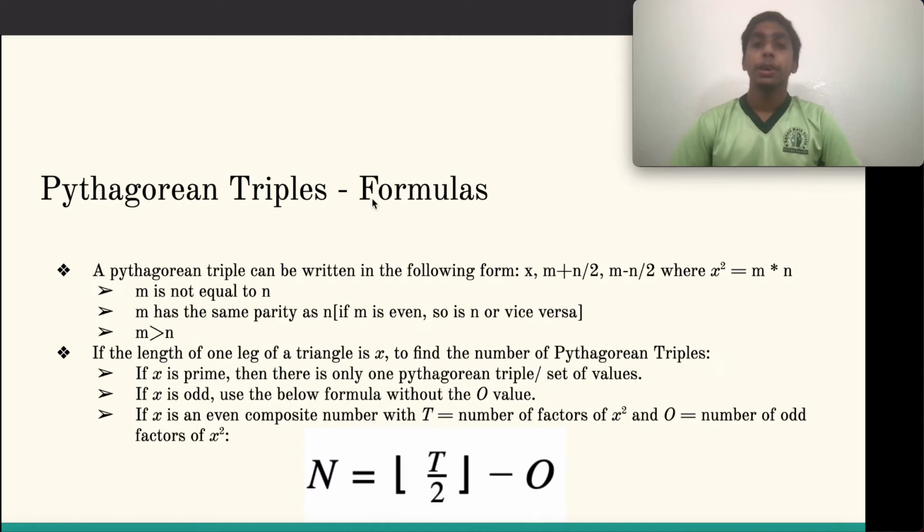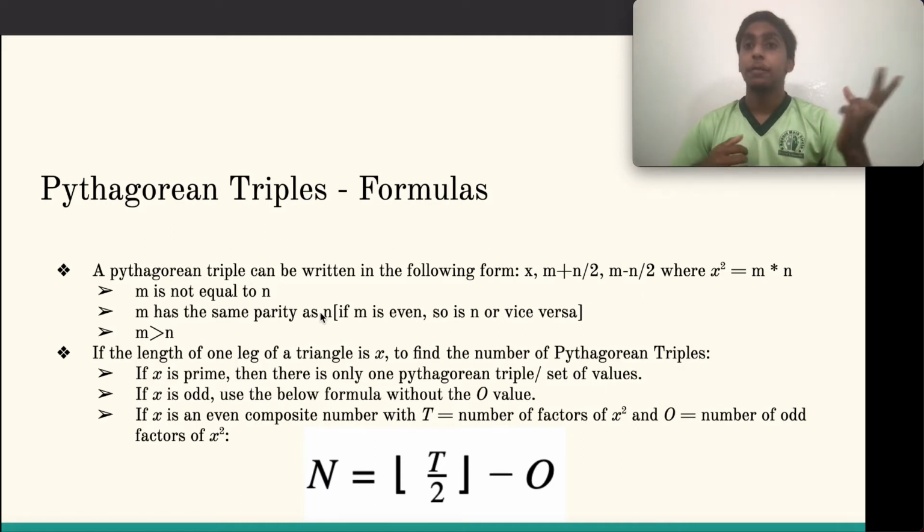Okay, so a Pythagorean triple can be written in the following form: x, (m plus n) over 2, and (m minus n) over 2, where x squared is equal to m times n. This only holds true if certain conditions are met. 1, m should not be equal to n. 2, m has the same parity as n. That's just a super fancy way to say that m is even if n is even. Same parity means the same odd or even value.